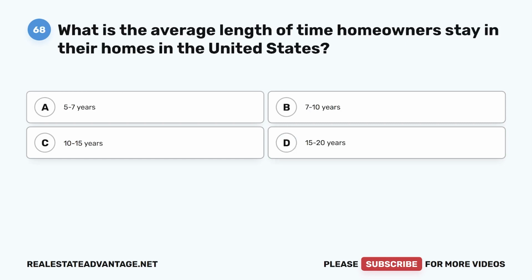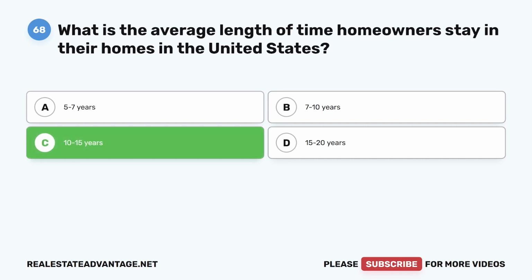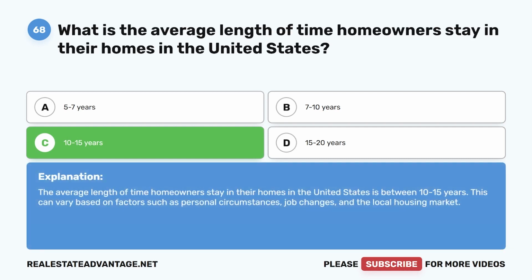Question 68. What is the average length of time homeowners stay in their homes in the United States? A. 5 to 7 years. B. 7 to 10 years. C. 10 to 15 years. D. 15 to 20 years. The correct answer is C. 10 to 15 years. The average length of time homeowners stay in their homes in the United States is between 10 to 15 years. This can vary based on factors such as personal circumstances, job changes, and the local housing market.